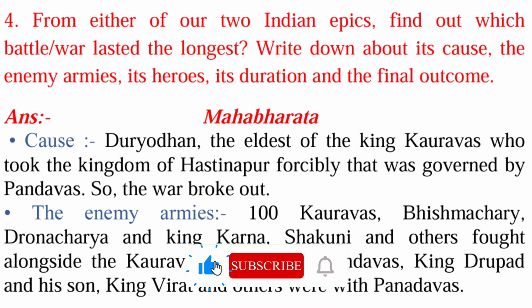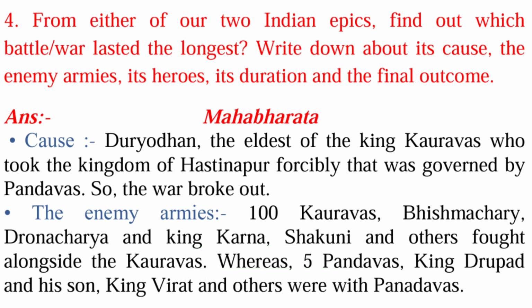Fourth question is, from either of our two Indian epics, find out which battle or war lasted the longest. Write down about its cause, the enemy armies, its heroes, its duration, and the final outcome. So answer we will write about Mahabharata. Cause: Duryodhan, the eldest of the Kauravas, took the kingdom of Hastinapur forcibly, that was governed by the Pandavas. So the war broke out.